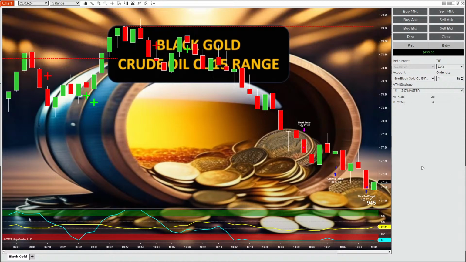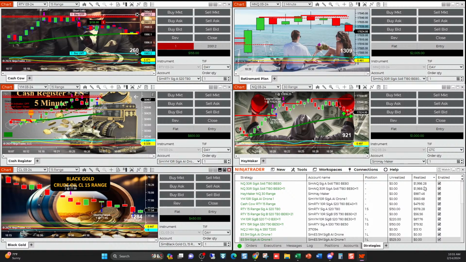Awesome. That was a nice trade right there. Woo! CL15 range. That's the only strategy that we're running 2 contracts on. Rory's been running it for a while on his machine, and it was just doing better than the 1 contract strategy that we had, so we moved it back to the 2.